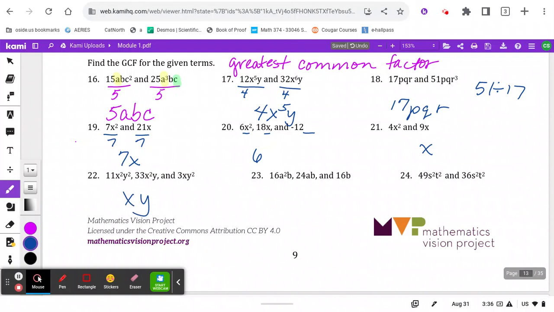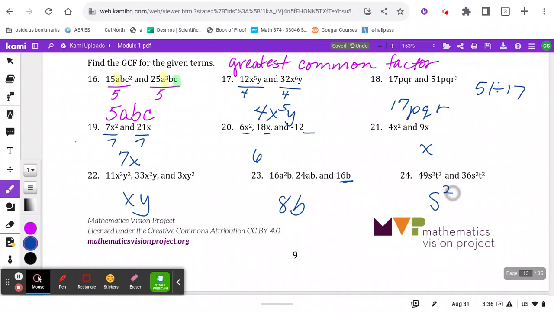Over here, 16, 24, and 16. What about an 8? 8 divides into everything there. A's, oops, no A's here. B's, yes, there's at least one B. There's my GCF. Finally, 49 and 36, no number goes into both.